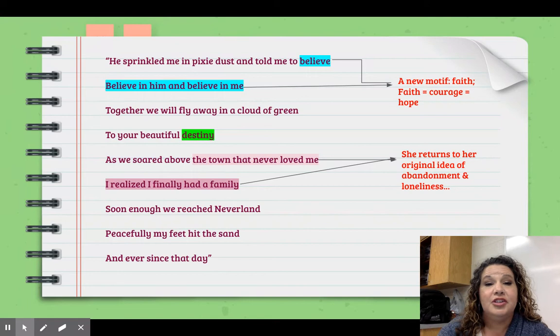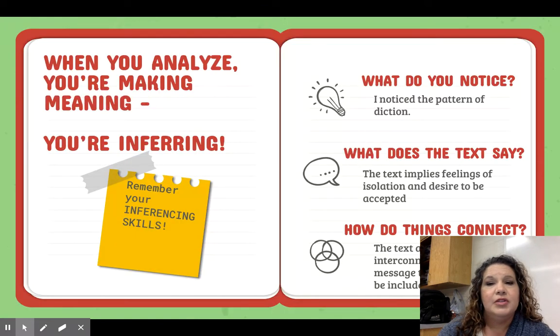She also learns that she needs to have hope and she needs to believe in herself, as well as believe in the inconstant shadow. And then she realizes that the town that never loved her wasn't her family after all, but yet Neverland is. So I noticed that she had a specific pattern of using diction to convey mood and tone. I noticed what the text said, that she implied feelings of isolation and desire to be accepted. And I saw how there was an interconnectedness, that we all need to be included in something.